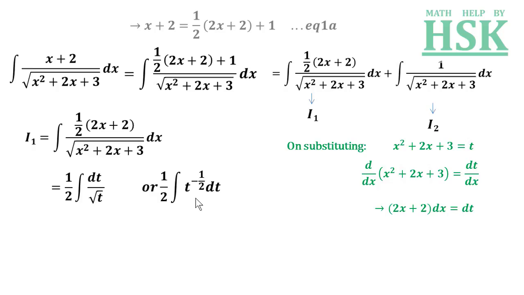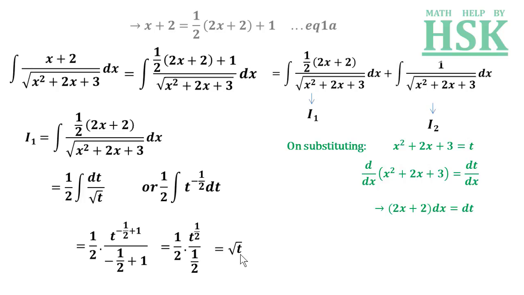This can be integrated by using the formula of integration of x to the power of n, that is x to the power of n plus 1 upon n plus 1 plus c. So this is equal to 1 by 2 times t to the power of minus 1 by 2 plus 1 upon minus 1 by 2 plus 1, which is equal to 1 by 2 times t to the power of 1 by 2 upon 1 by 2. These two terms cancel out to give me root t, and instead of t I can write x square plus 2x plus 3. So I get the integration, or I1, as equal to root of x square plus 2x plus 3.